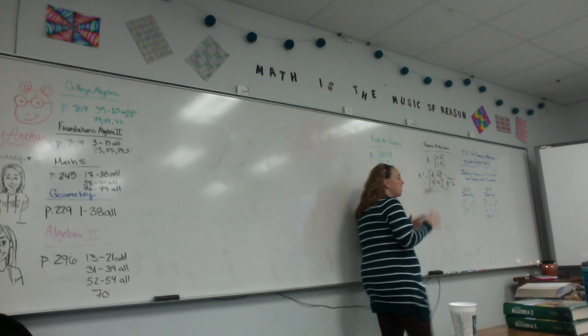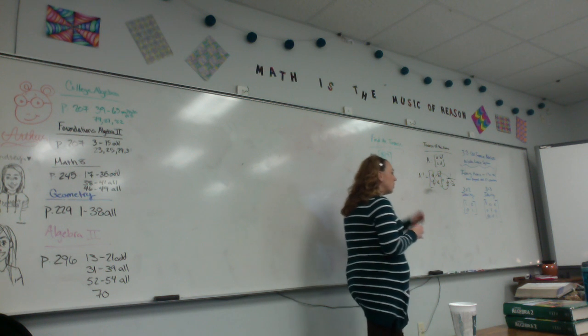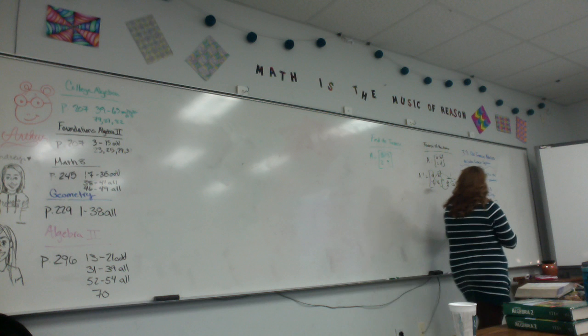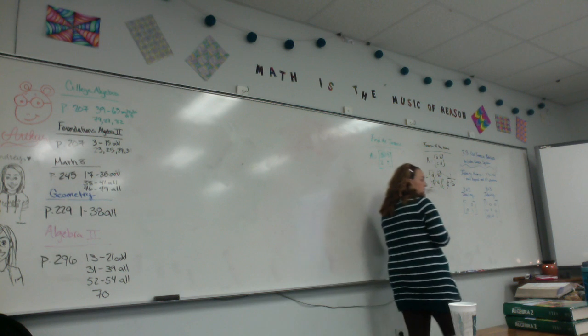So when you multiply and add together, you're going to get 1, 0, 0, 1 in a 2 by 2. When you multiply and add together in a 3 by 3, you're going to get 1, 0, 0, 0, 1, 0, 0, 0, 1. That's how you know you have an identity matrix.